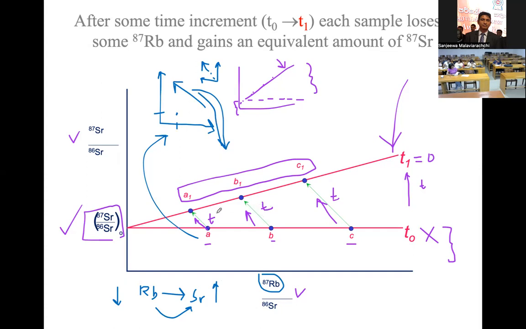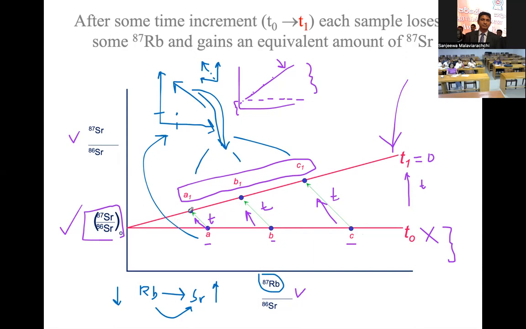This one by one evolution, for A, for B, and for C. Rubidium decreasing, strontium increasing. That's why it is going in a leftward type of evolution, right? Inverse type of evolution, right?